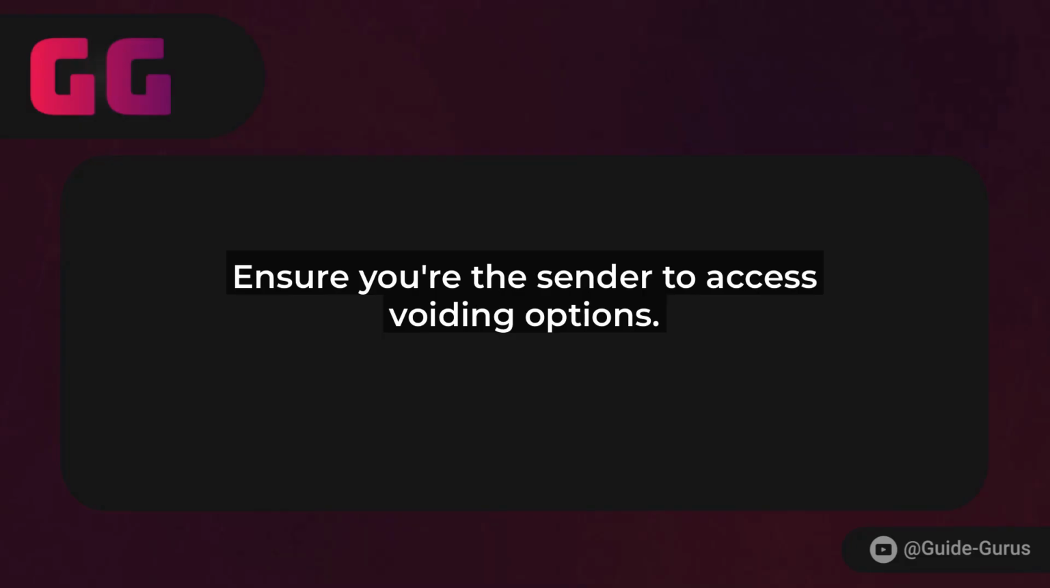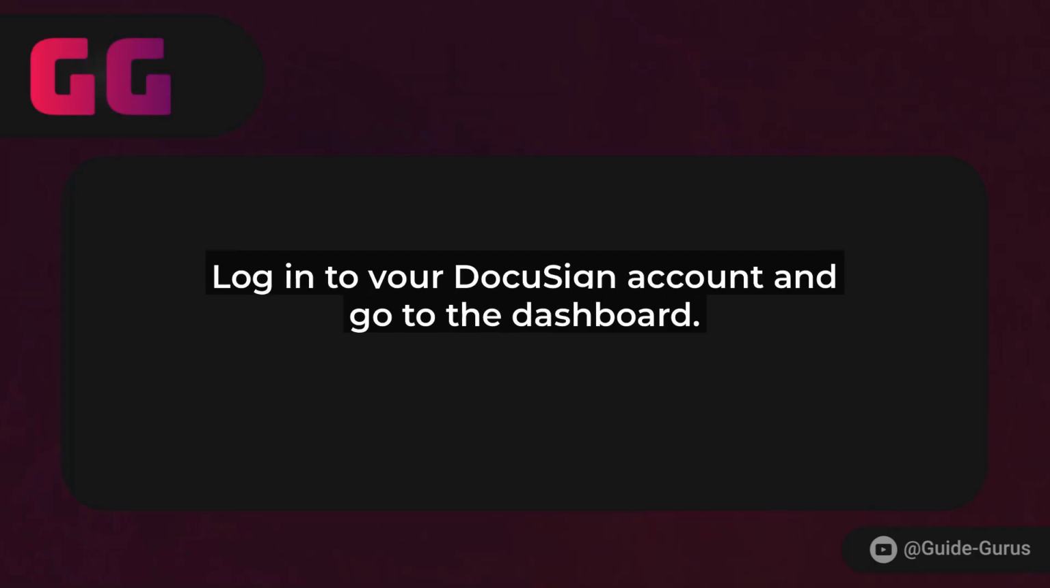Let's dive right in. First things first, you need to be the original sender of the document because only senders have the power to void it. If you're not, you might need to contact the sender for help. Start by logging into your DocuSign account on their official website or app. Once you're in, head over to your dashboard where all your documents are listed.